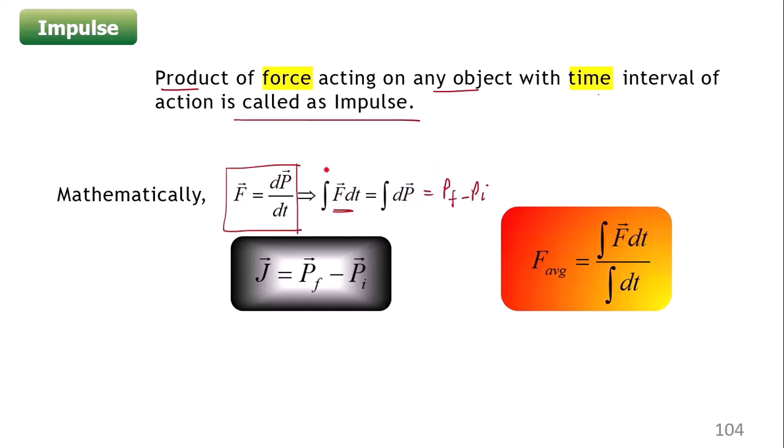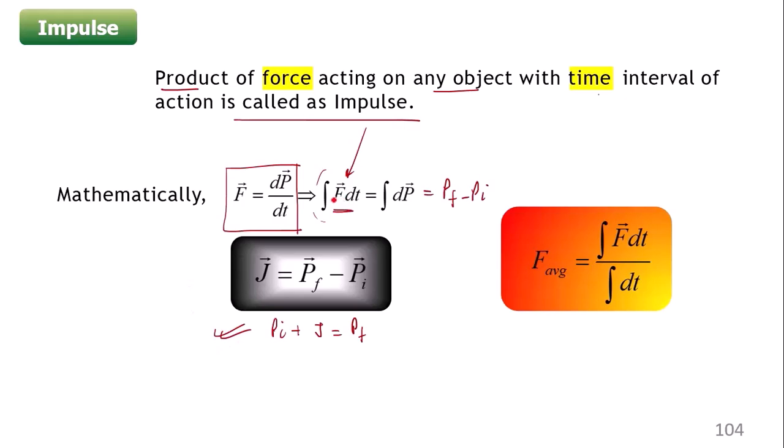Now, the number on the left-hand side is nothing but the impulse. So the integration of F dt is the impulse, J, which equals p final minus p initial. That equation can be modified in this form: p initial plus J equals p final, and all are vector quantities. This equation is known as the impulse-momentum equation.